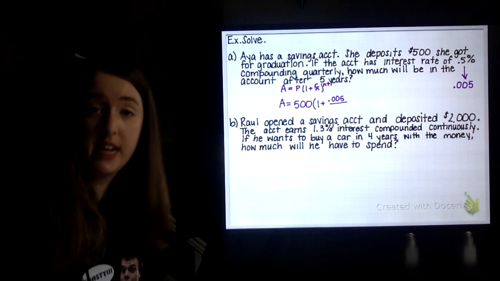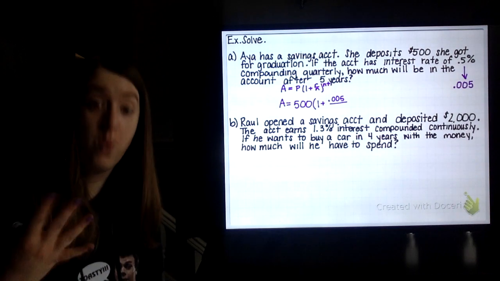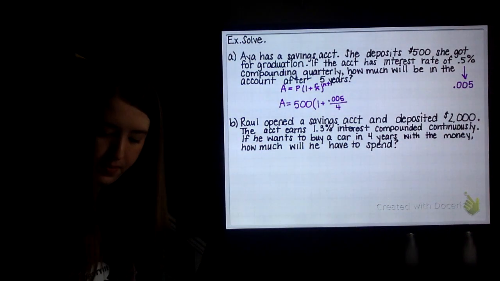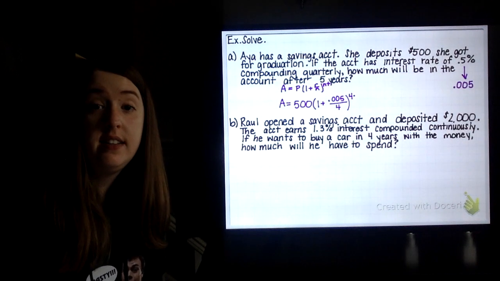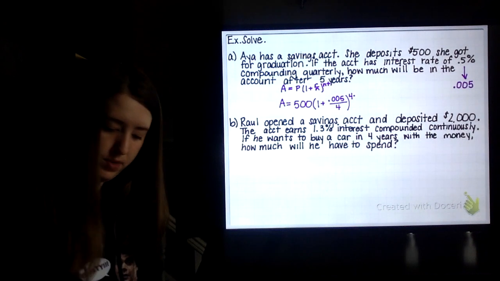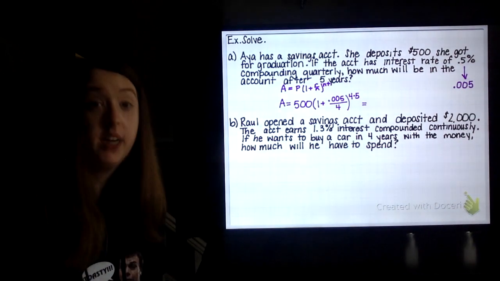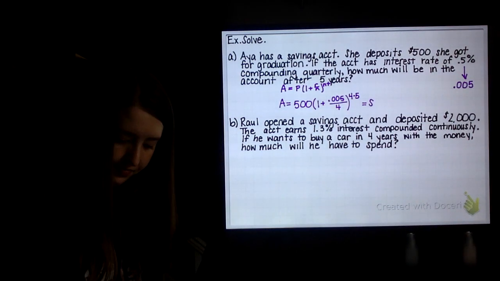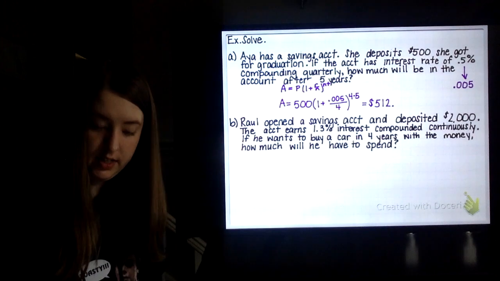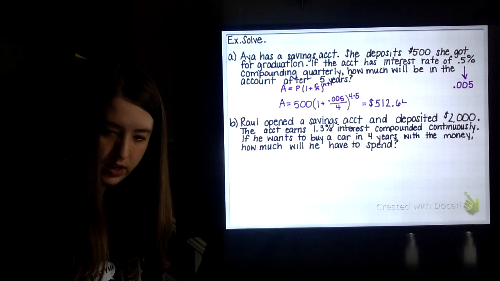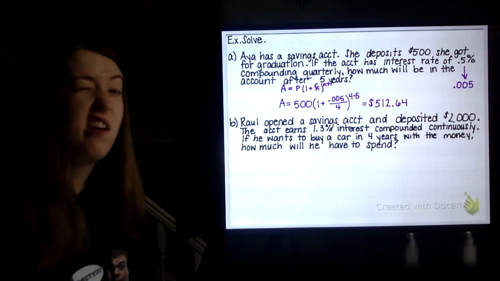And then n is the number of times per year that it's compounded. It's compounded quarterly, so quarterly means that we're going to do that 4 times. Put a 4 on the bottom. Take that to the 4 times. And we want to know how much is in there after 5 years. So I'm going to multiply that by 5. And then we'll put that into our calculator, and you should end up with $512.64.